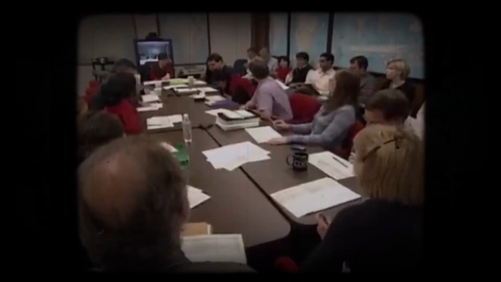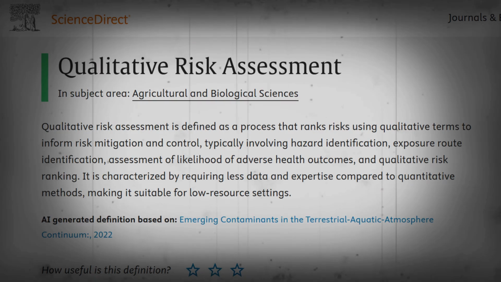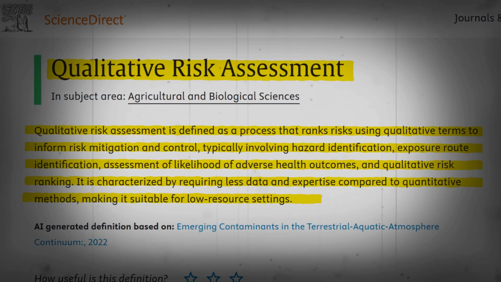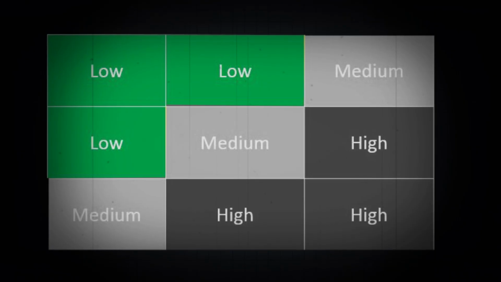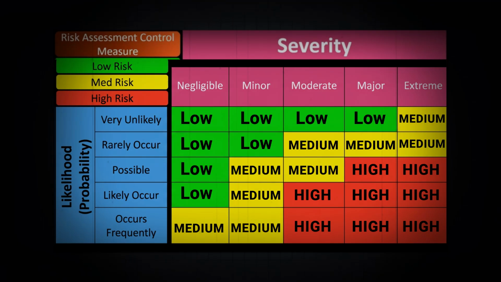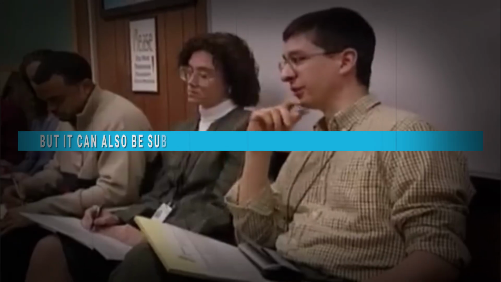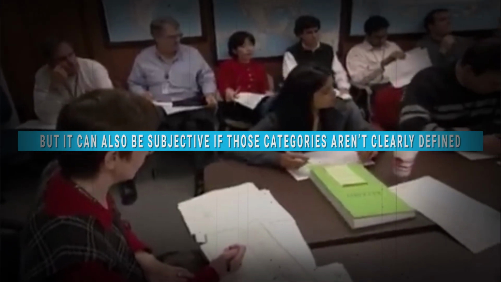Now that we've set the stage for why different tools are needed, let's break down the 3 main types of risk assessment and why they aren't interchangeable. 1. Qualitative risk assessment. This is the most commonly used approach, especially in industry, and uses descriptive terms like low, medium, and high, sometimes expanded to 5 levels, to evaluate likelihood and severity. It's quick and practical, ideal when data is limited and decisions can't wait. But it can also be subjective if those categories aren't clearly defined. The good news? There are smarter ways to make it more consistent and evidence-based, which we'll explore next.